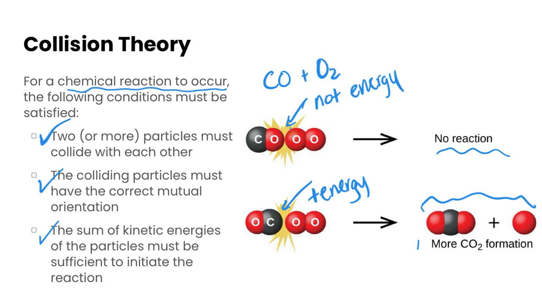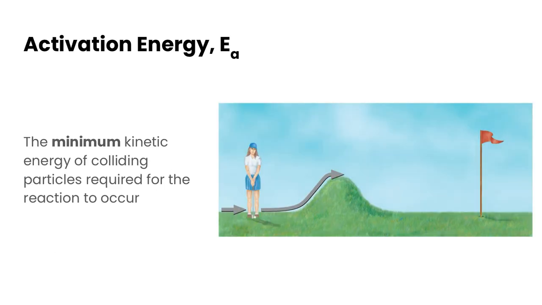So essentially, for a chemical reaction to occur, we have to have colliding particles with the right orientation and sufficient energy to create that chemical reaction. We have a term then for the minimum kinetic energy that is required for a chemical reaction to occur, and this is called our activation energy, or we use E with a subscript A to represent activation energy.